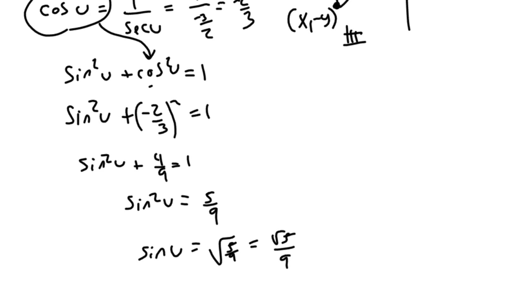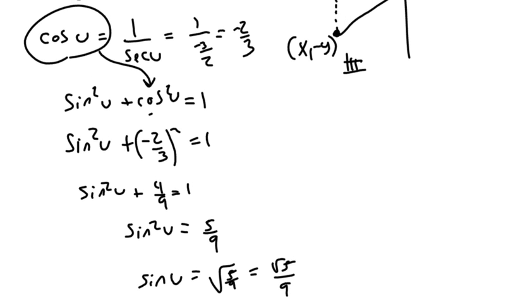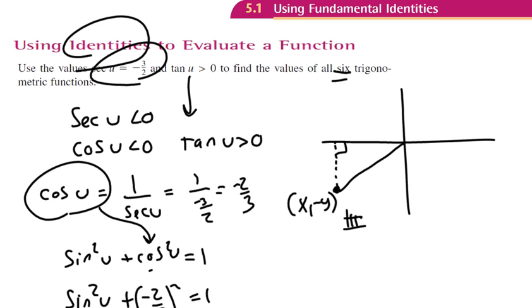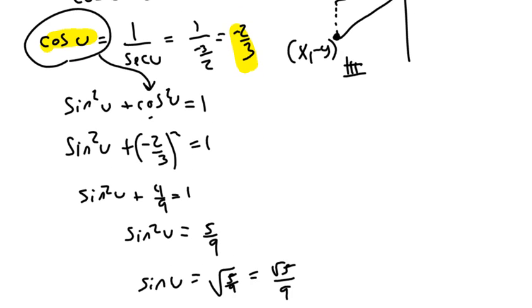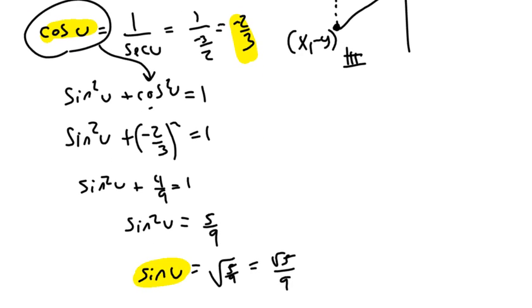So let's go back to what we're actually trying to find here, so we're staying on course. We're using our identities, and we need to find all 6 trigonometric functions. Well, we've actually found two so far. We found cosine of u is negative 2/3, so that's one of the six. And we also just found sine of u is root 5/9.